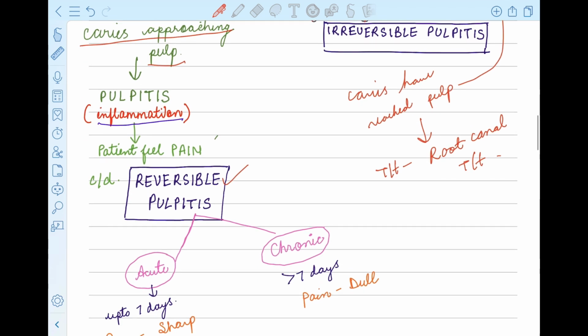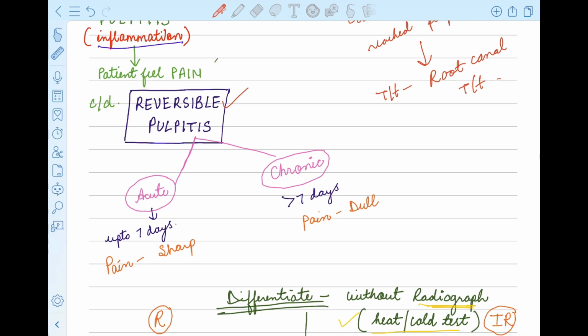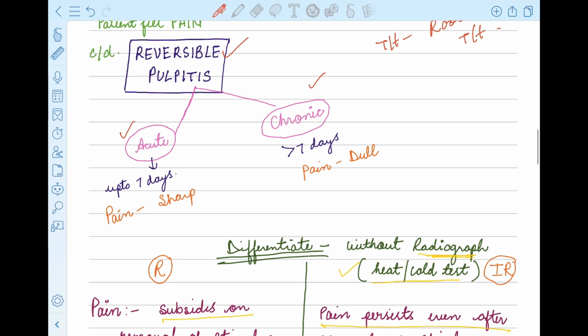Now, reversible pulpitis is of two types, acute and chronic. In acute, if the pain lasts for at least 7 days, continuously for 7 days, then it is acute, and the pain is sharp in case of acute reversible pulpitis. In case of chronic pulpitis, if the pain lasts for more than 7 days and the pain is dull in nature, then it is chronic reversible pulpitis. I hope it is clear what is reversible pulpitis and what is irreversible pulpitis.